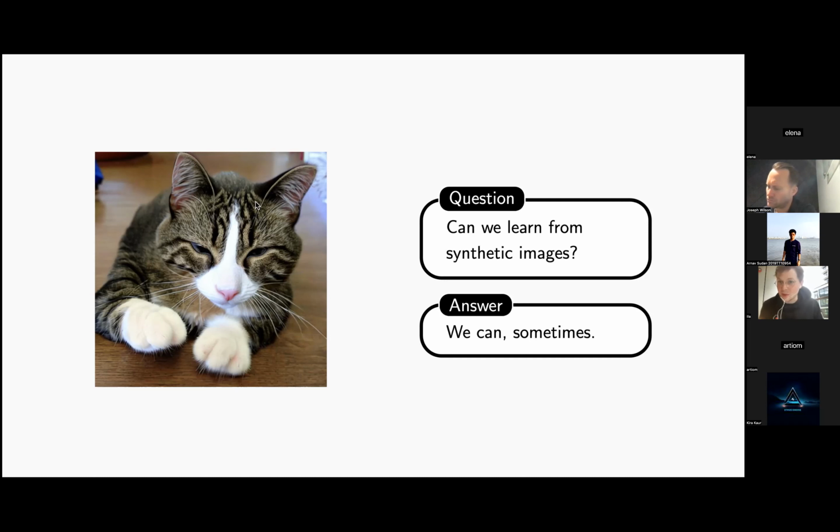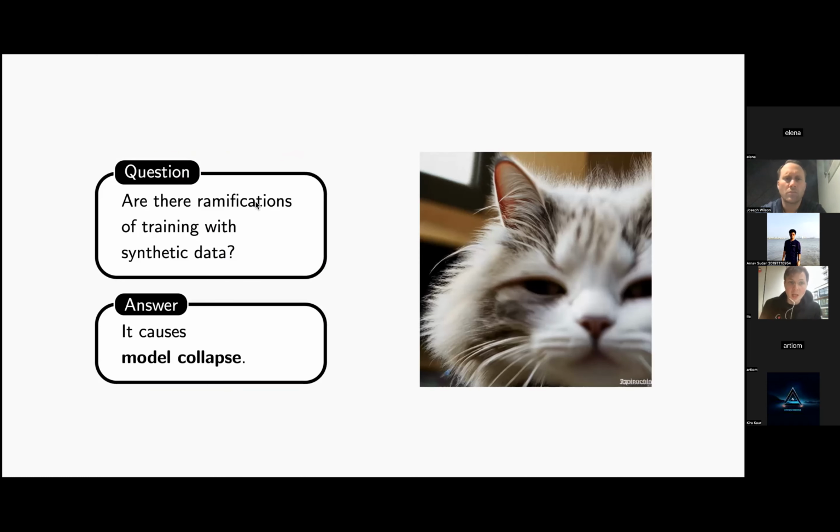But this comes with additional problems, namely the errors of the original model can start propagating into the subsequent models. And those errors, especially if correlated, will also be learned by the subsequent models. And when we talk about ramifications of training with such synthetic data and the additional absorption of those errors by the subsequent models, we refer to this as model collapse.